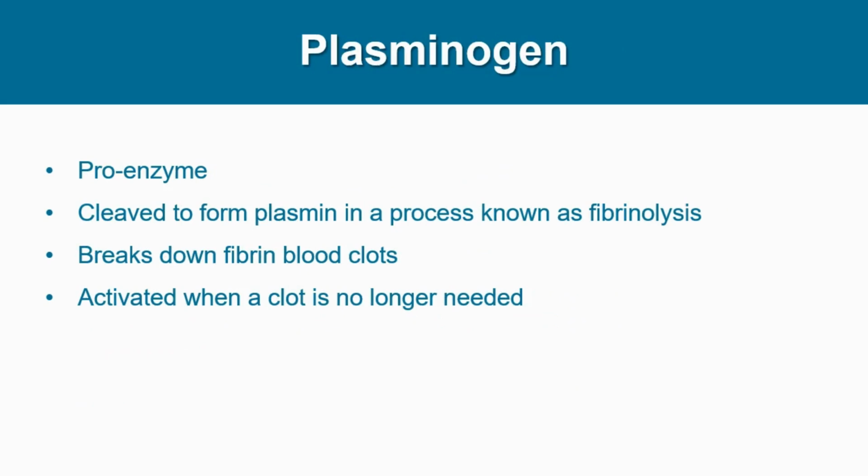Plasminogen is a proenzyme, and it is cleaved to form plasmin in a process known as fibrinolysis. So this is a good thing. It's part of the pathway that breaks down the blood clots. Plasmin is an endogenous fibrinolytic enzyme. Like I said earlier, it breaks the crosslinks between these fibrin molecules, which basically are the structural components of blood clots. But its activity is very short-lived, and it's only activated when the clot is no longer needed. So the body is very smart and understands when you need a clot and when you don't, usually.